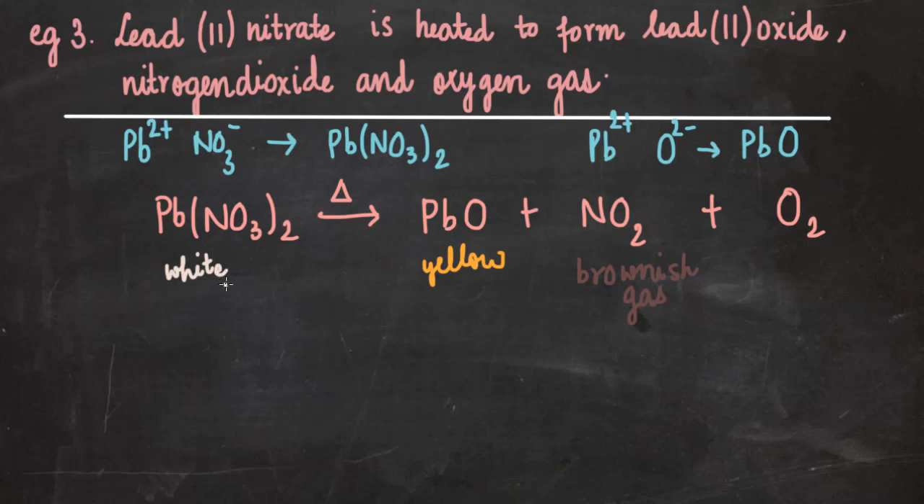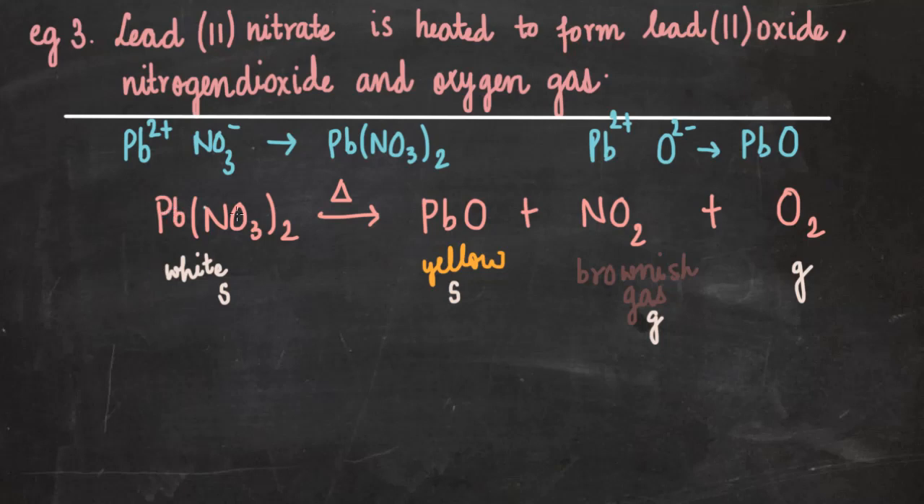And we'll write the states now. So lead nitrate is a powder which is solid. Lead oxide is again a yellow powder, solid. NO2 is a brownish gas, so G. Oxygen is gas. And now the next step, to balance this chemical equation.